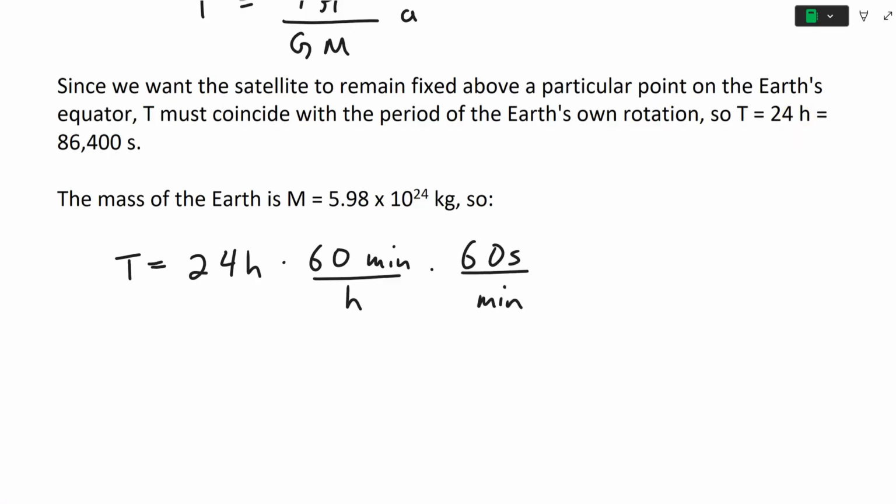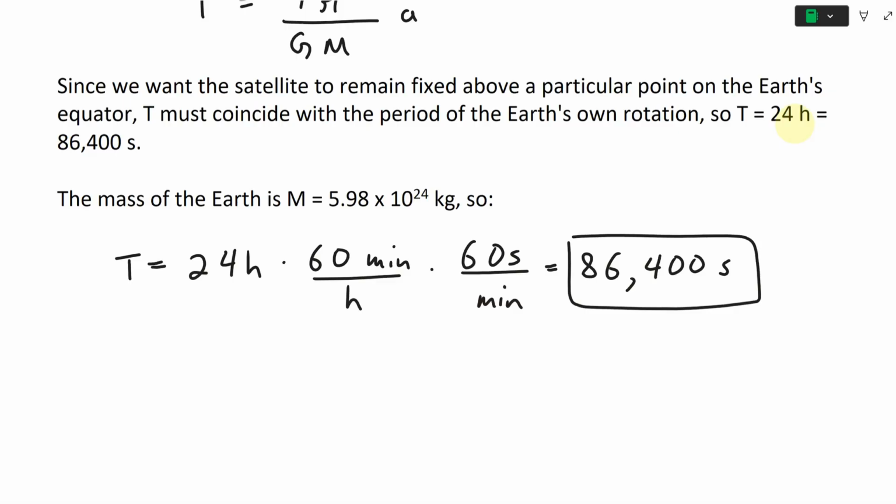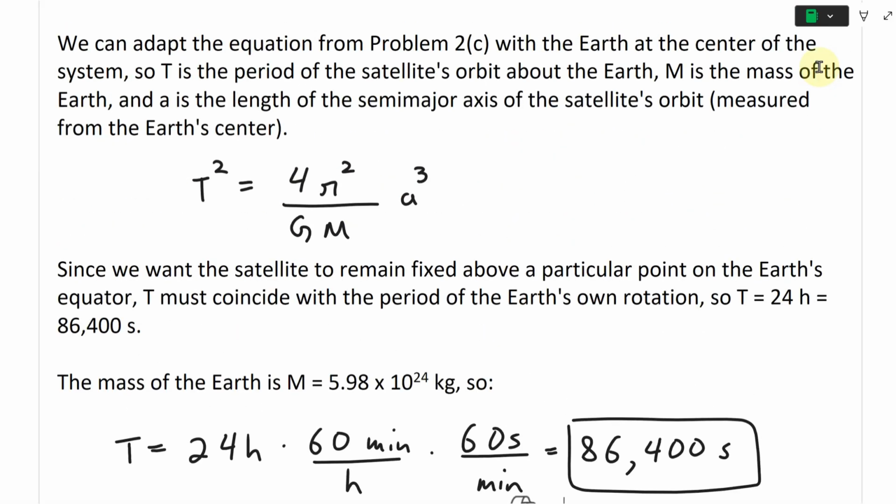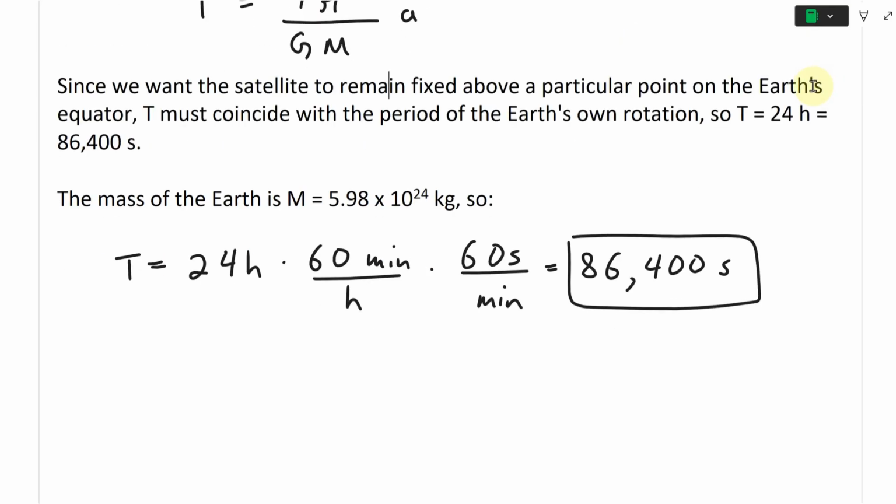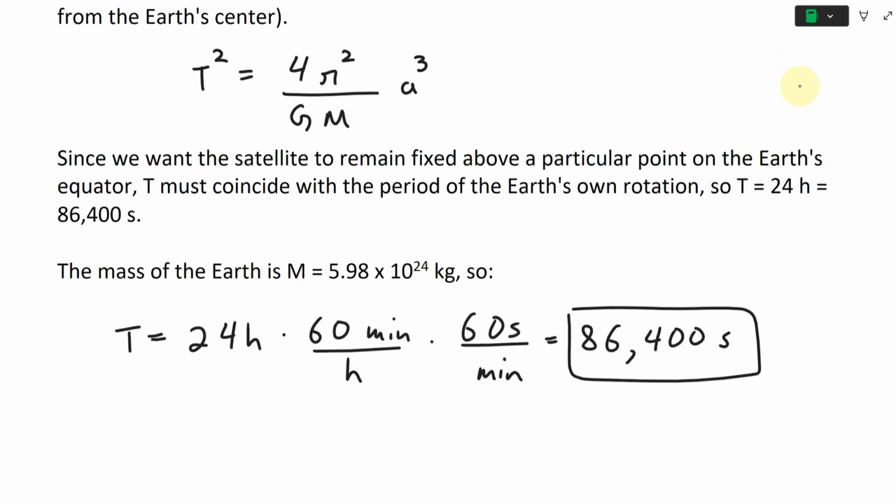So basically times 60 squared, and this equals 86,400 seconds. And I'll do a calculation check soon. So what we have here, well, this is the period that we need to have. In other words, we need to find the length of the semi-major axis, basically the major axis divided by 2. So we'll solve this. That's going to be the cube root of that.